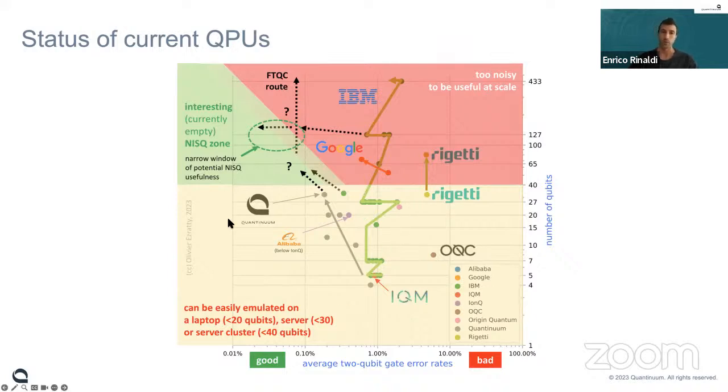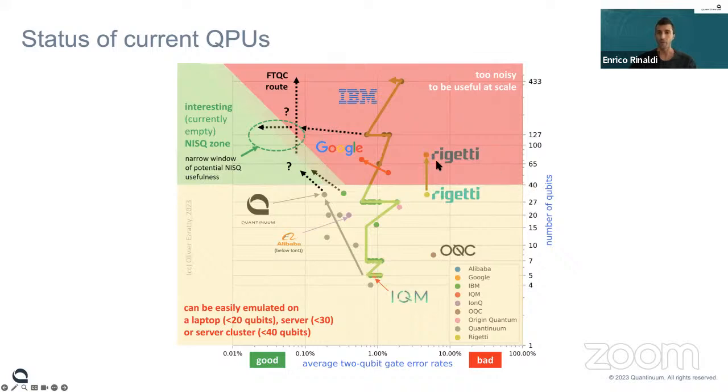And on this table, again, we see that in the yellow region, below 40 qubits, you can simulate classically with a state vector simulation any quantum circuit, and you can do it on a server with a few terabytes of memory.